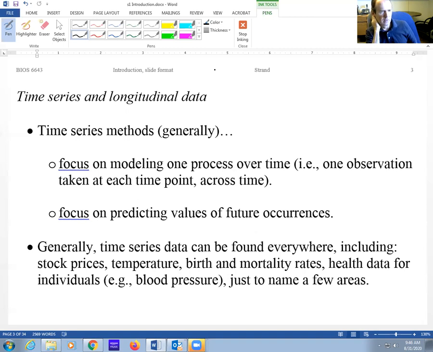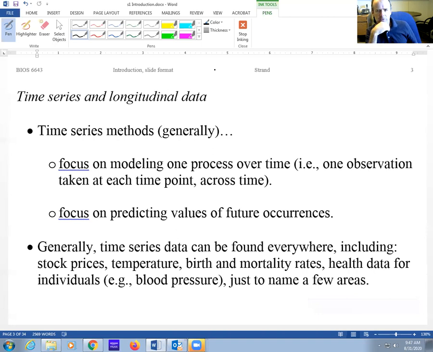Time series methods generally focus on modeling one process over time, and the focus is on predicting future values or future occurrences. One example might be temperature. You can see temperature trends, and you're interested in what the temperature is going to be tomorrow or next week. Or it could be the stock market. Obviously, that's a huge one. If you knew what stocks were hot, then you'd make a lot of money. So you can apply time series methods to stocks and stock prices.